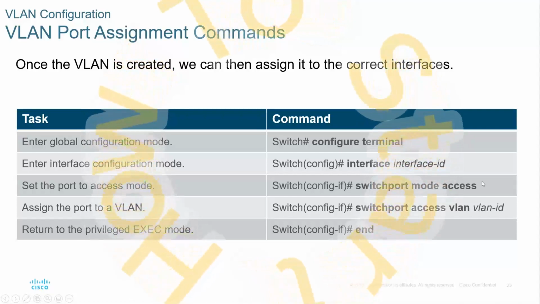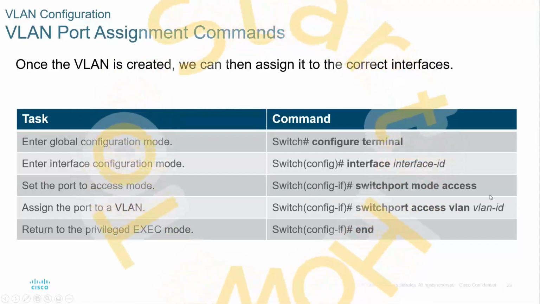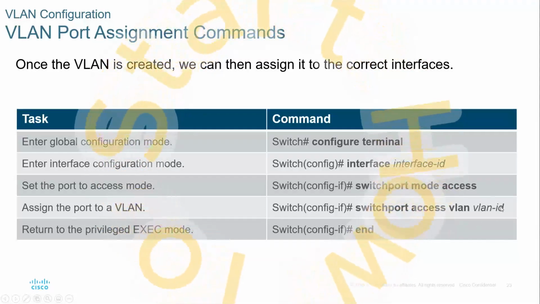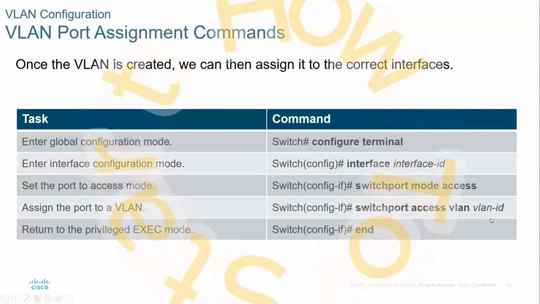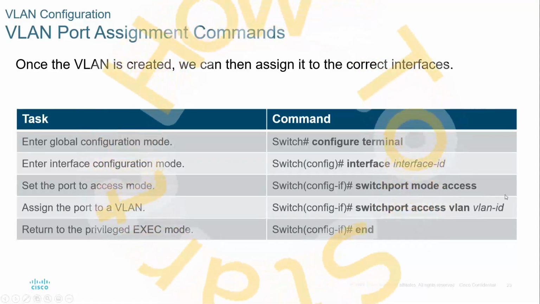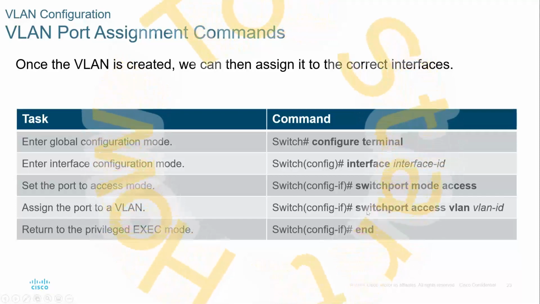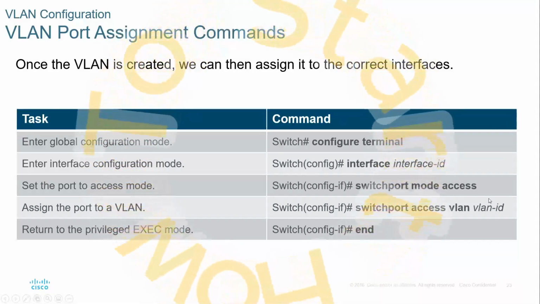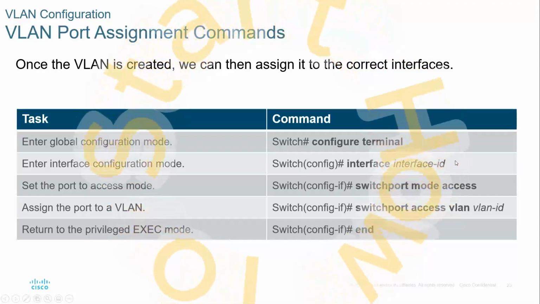Then we would go switchport access vlan and say what VLAN we're going to be operating in. This will then tag that port's traffic with this VLAN. So again, if we're doing VLAN 10, for example, it would be switchport access vlan 10. That will tell the switch to tag that port as VLAN 10.